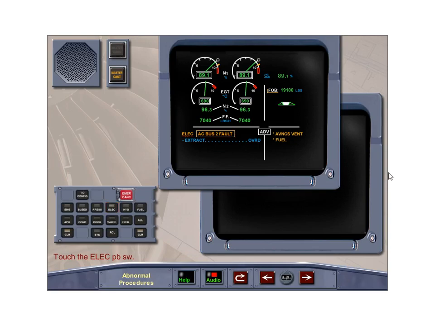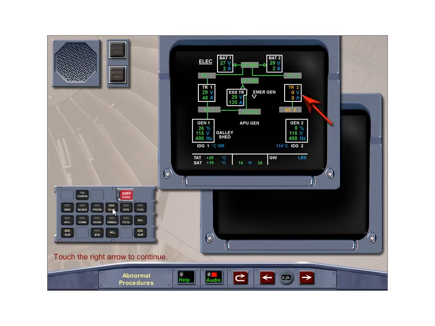To display the ECAM electrical page, the electric push button on the ECAM control panel must be held continuously, which will display the electrical page on the upper ECAM. Touch the electric push button on the ECAM control panel to display the electrical page on the upper ECAM. As can be seen on the ECAM electrical page, the DC Essential bus, normally supplied by DC Bus 1, is now automatically supplied by the Essential TR. DC Bus 2, normally supplied by TR2, is automatically supplied by DC Bus 1 through the DC battery bus.